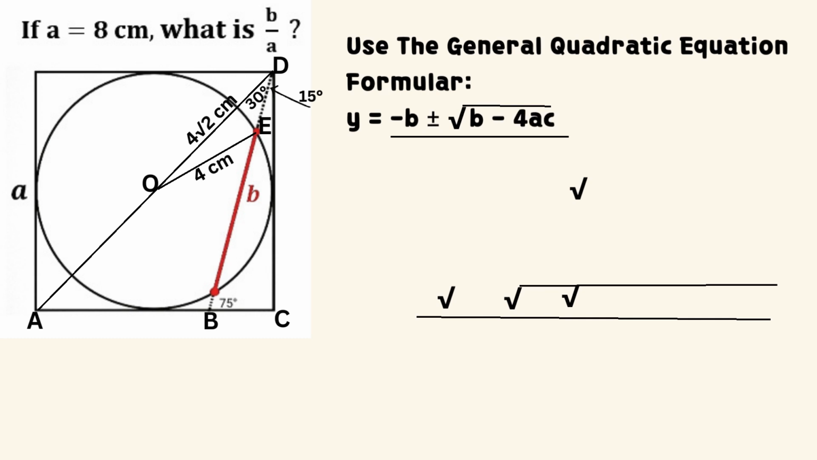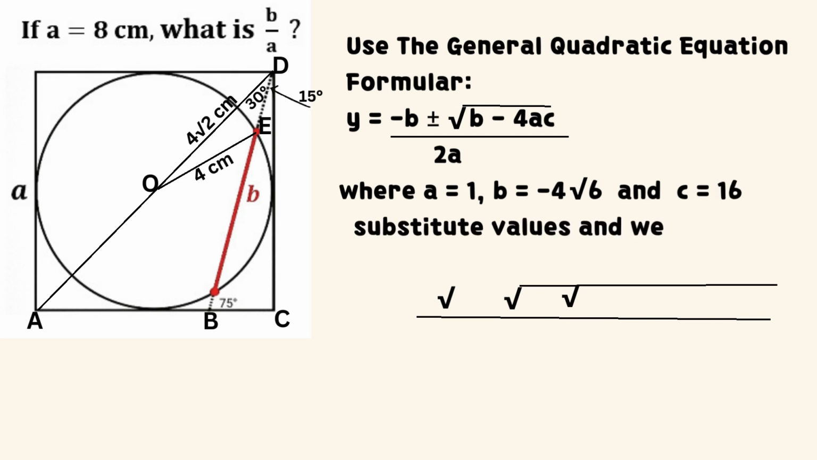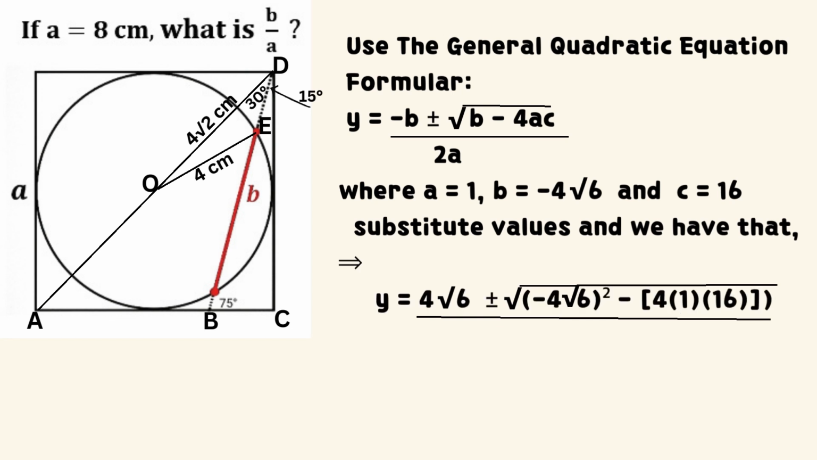Use the general quadratic equation formula. y equals negative b plus or minus the square root of b squared minus 4 times the product of a and c, all divided by 2 times a, where a equals 1, b equals negative 4 times the square root of 6 and c equals 16. Substitute values and we obtained an equation as shown on the screen. Simplify.